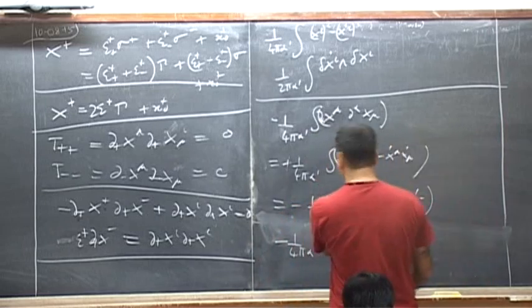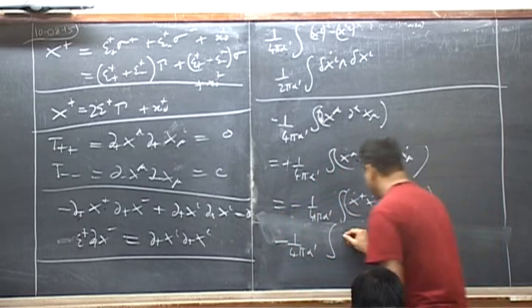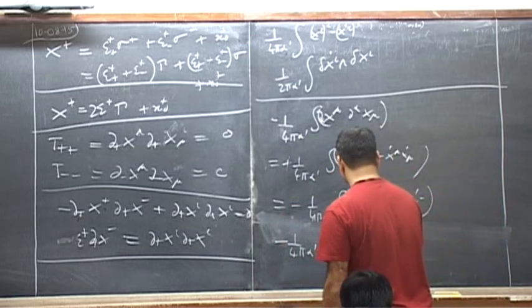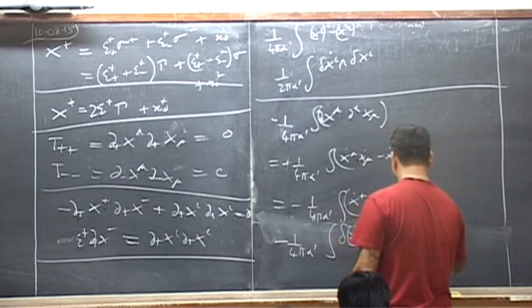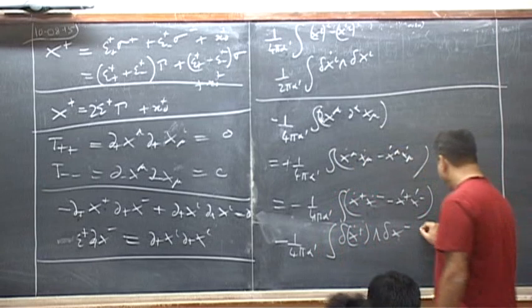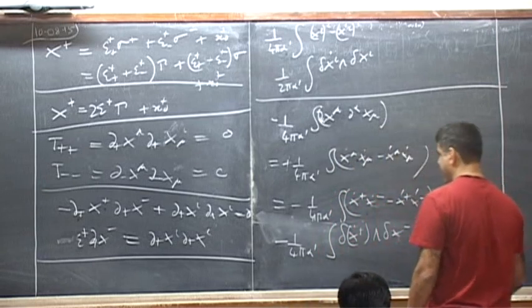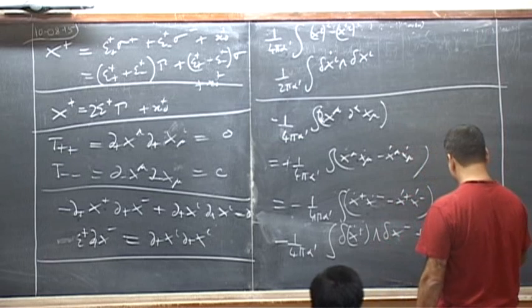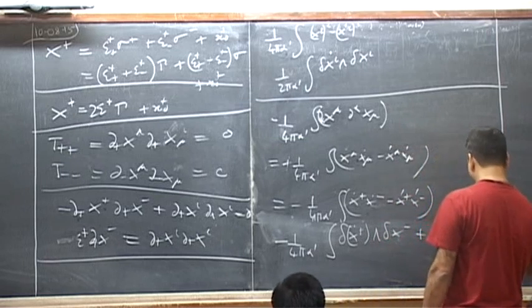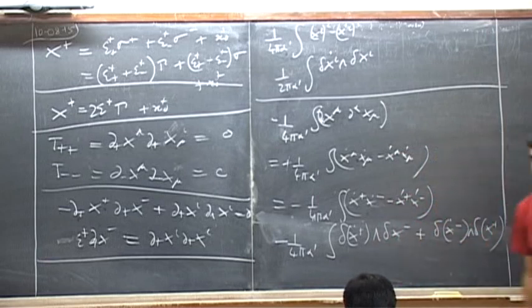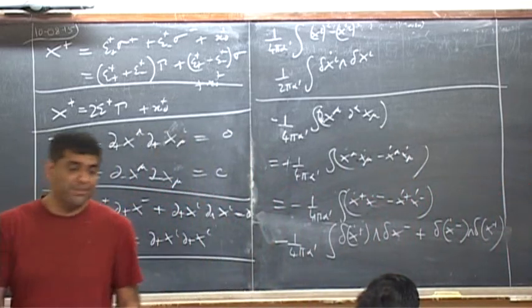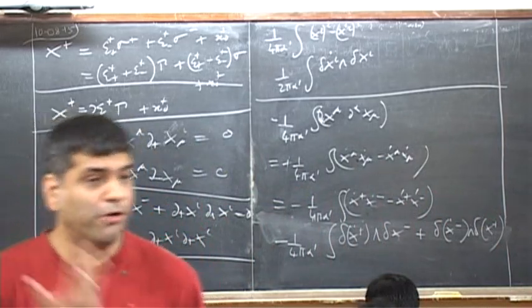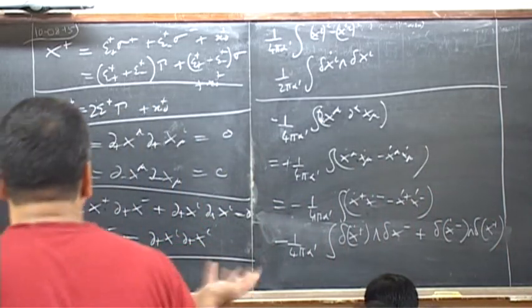Then the rule is delta of momentum. So delta of x plus dot, so that's momentum conjugate to x minus, wedge delta of x minus, plus delta of x minus dot, that wedge delta of x plus. Okay, momentum conjugate to x plus and momentum conjugate. Okay. So, you see, we've got some sort of non-trivial symplectic form on the space of x pluses and x minuses.